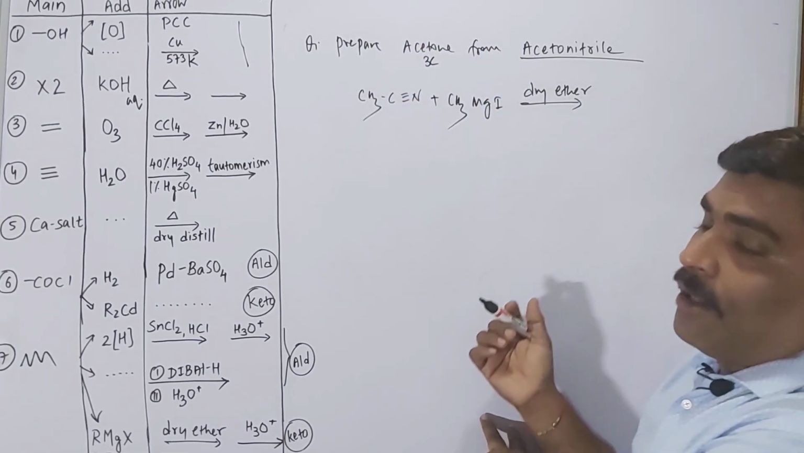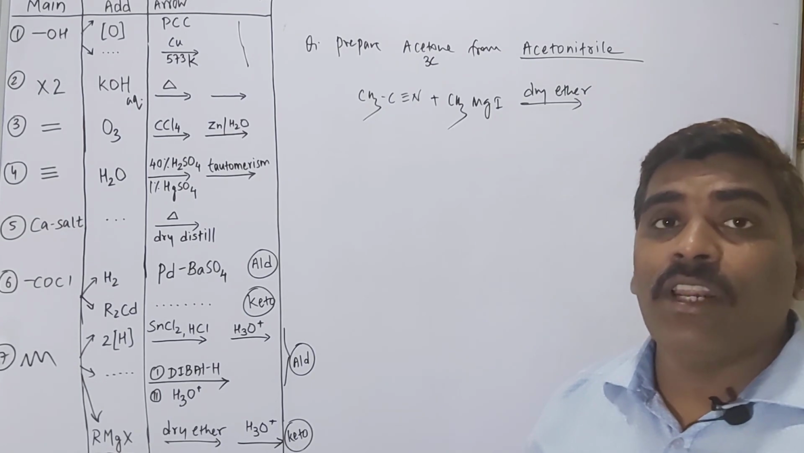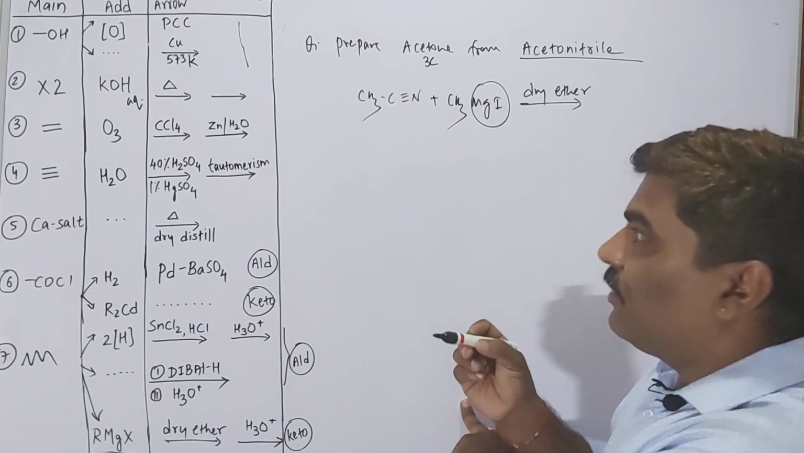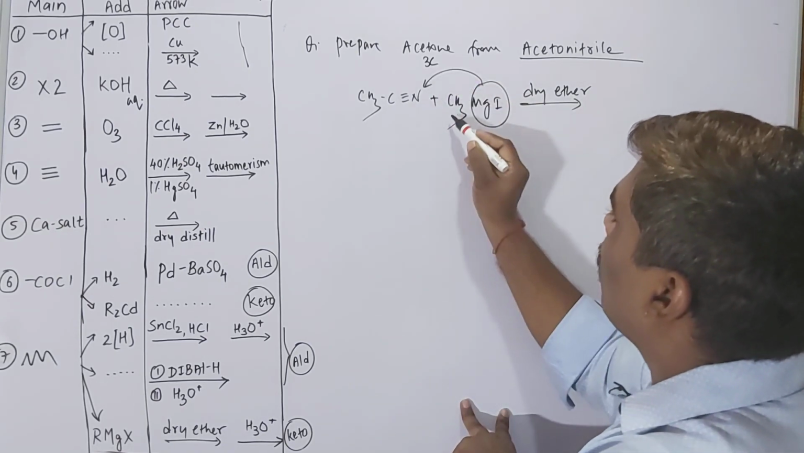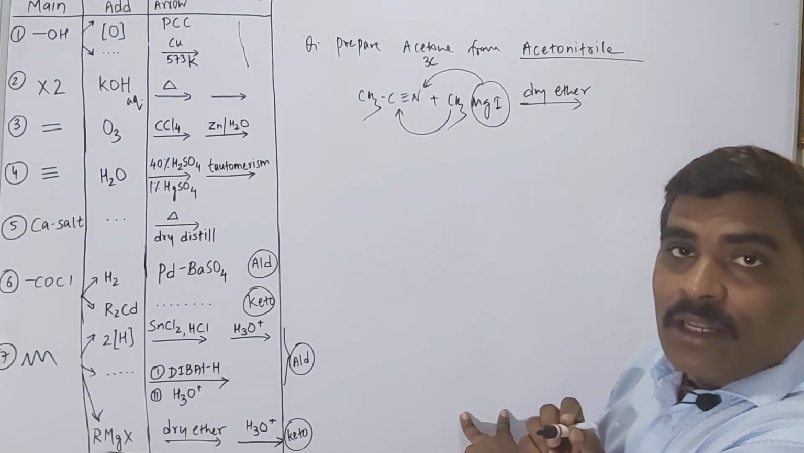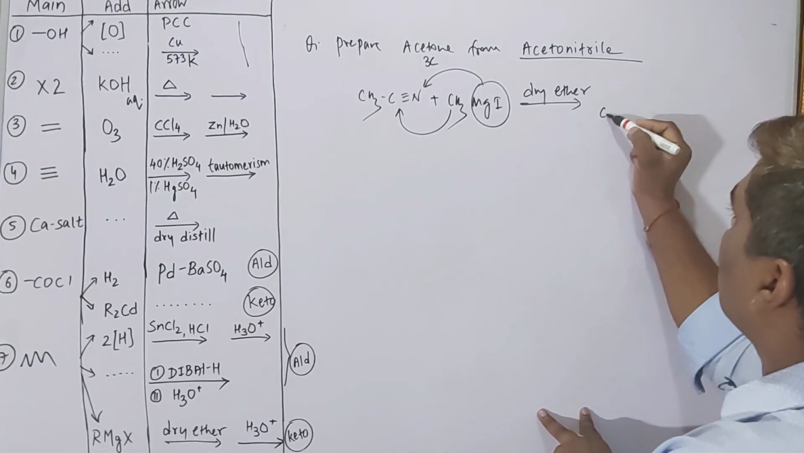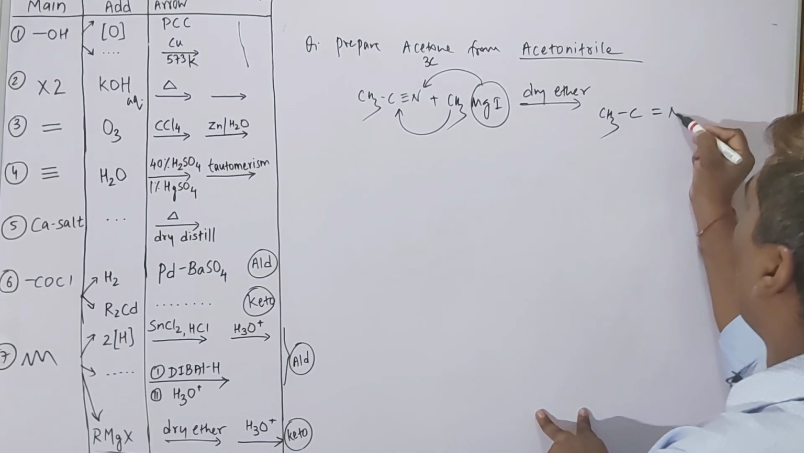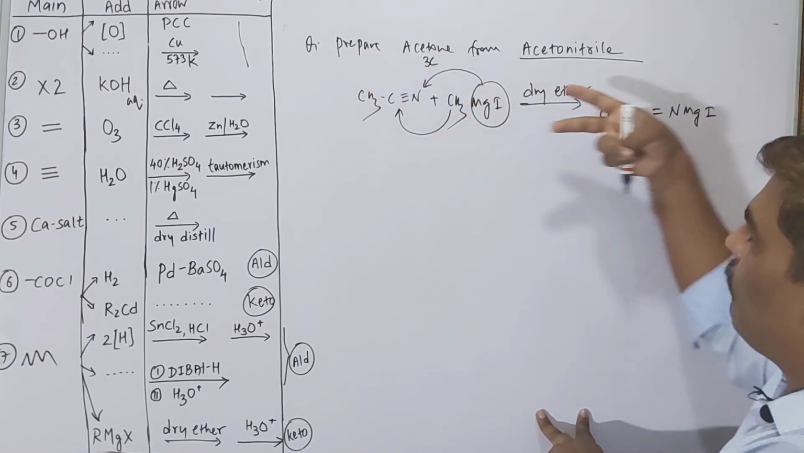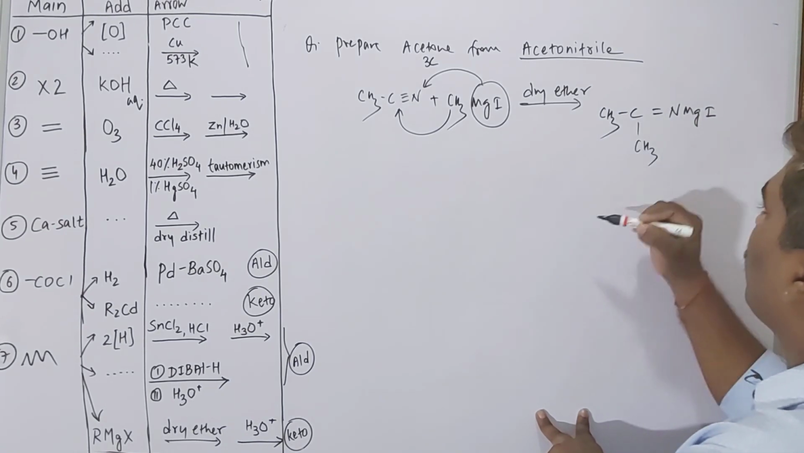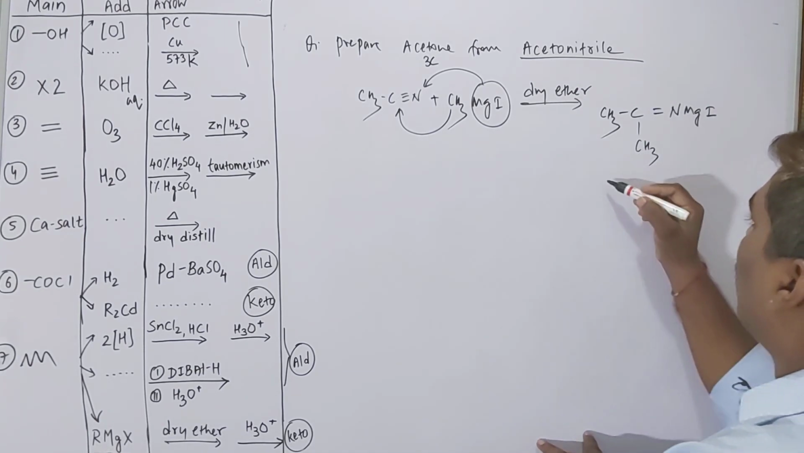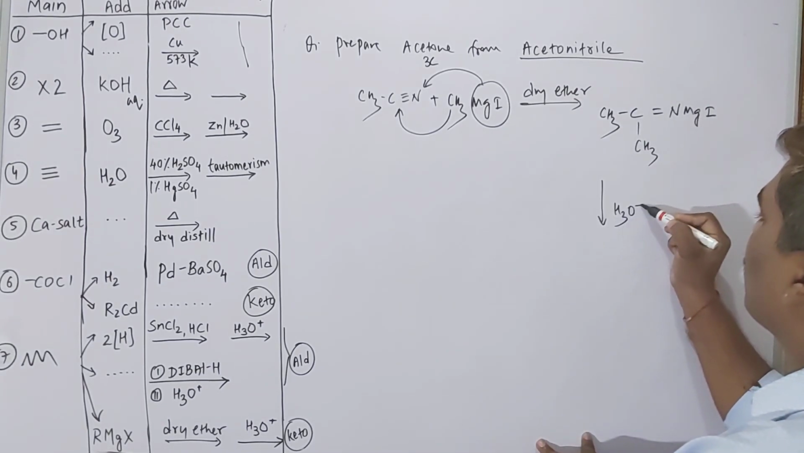As you know, in this Grignard reaction, generally the positive part of MgI goes to negative, and the negative goes to positive. So we get a magnesium intermediate complex, that is CH3C double bond NMgI. Why like this? We are adding, so the triple bond becomes a double bond. Now here we have CH3. This is the magnesium intermediate complex. Now further, what we have to do is acid hydrolysis.